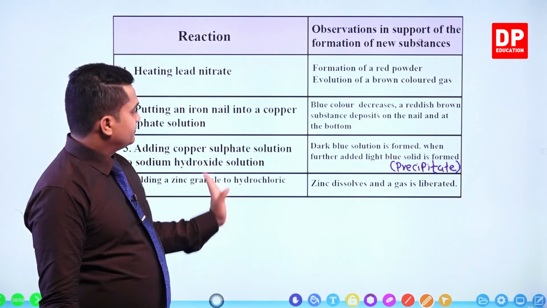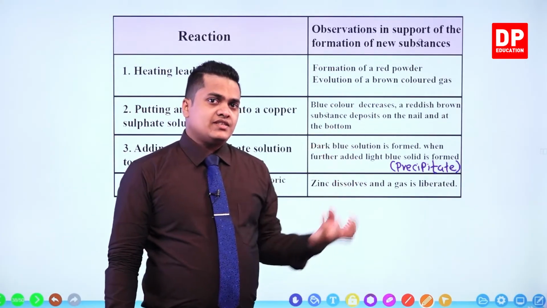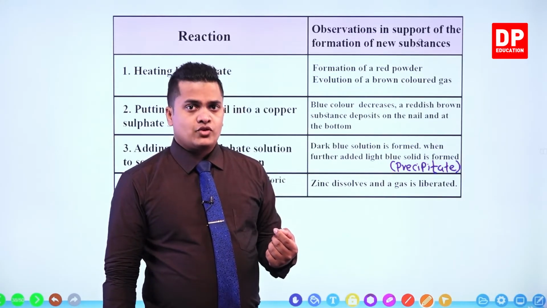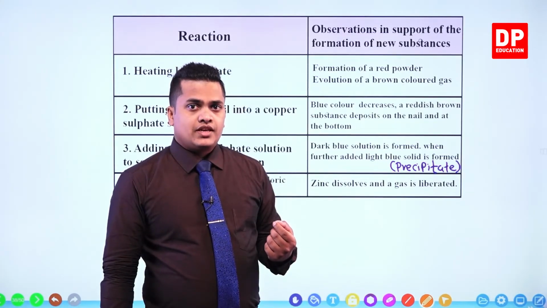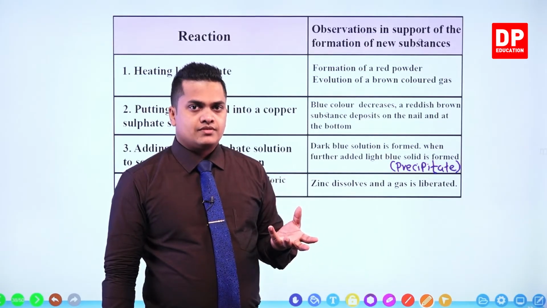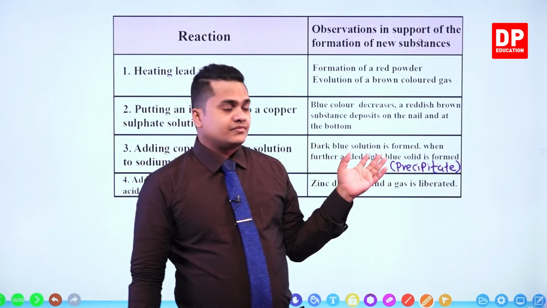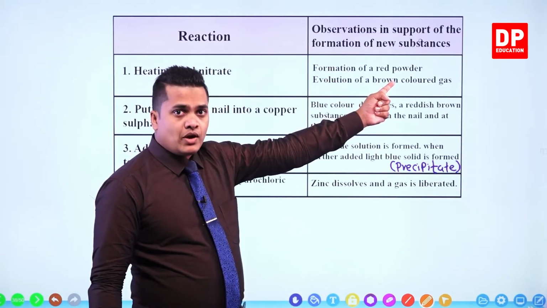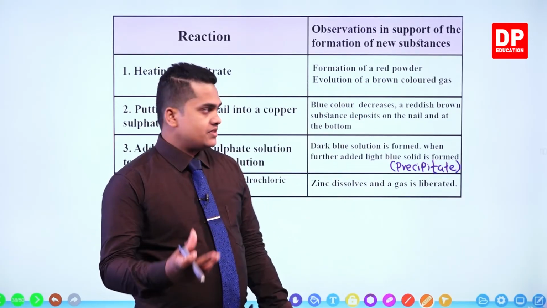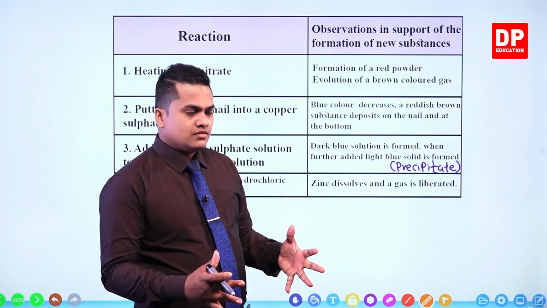See, these are the observations. In each of these cases, you could see that new substances have been created from initial substances. In all of these cases, you can observe it. Formation of a red powder, new substance. Evolution of brown color gas, new substance. Blue color decreases, new substance.